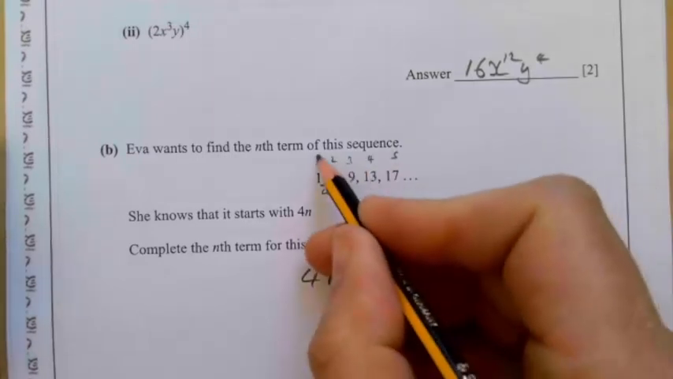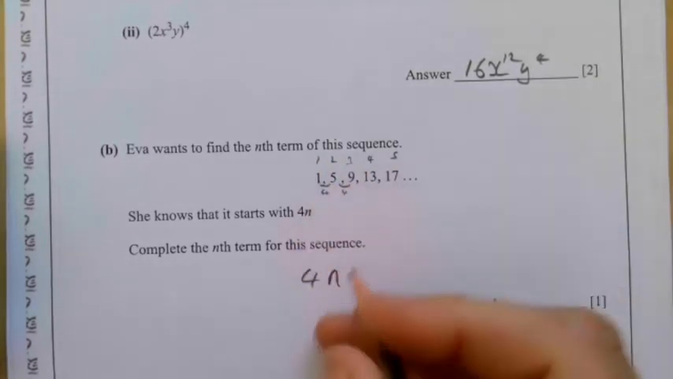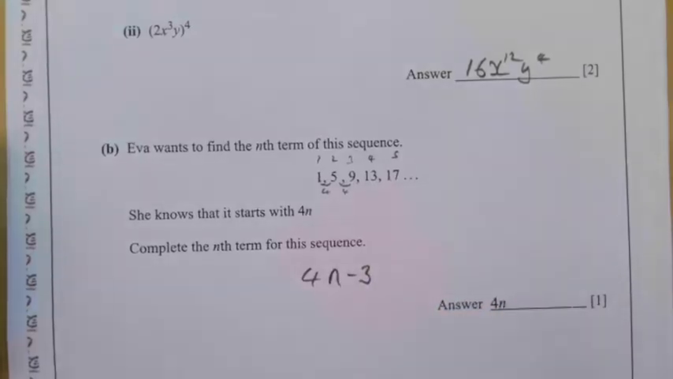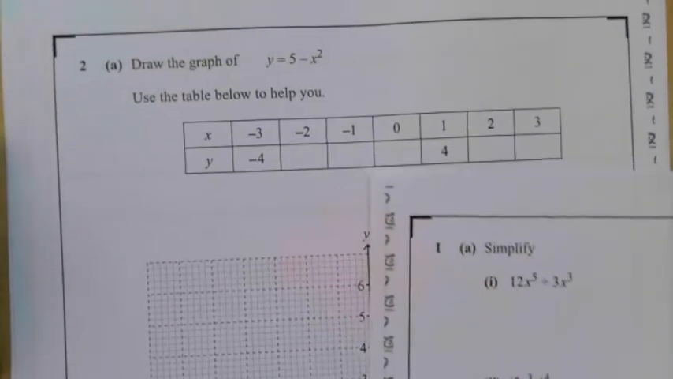And then I substitute the number 1 into this here. 4 times 1 gives me 4, but I want 1. So it'll be 4n minus 3. So they already have the 4n bit in for you. You just need to do in the minus 3.